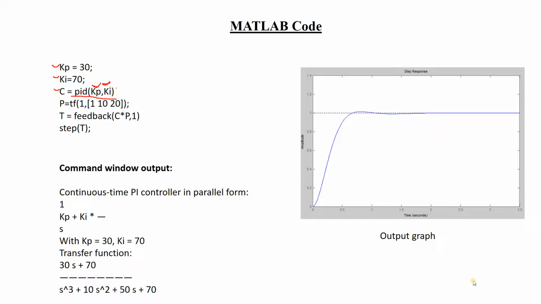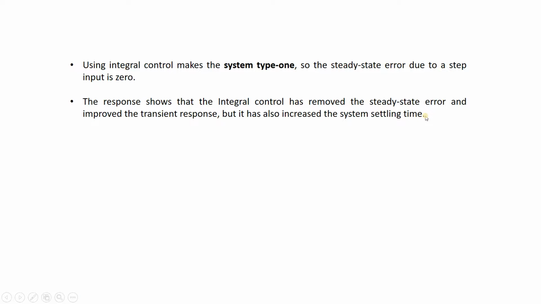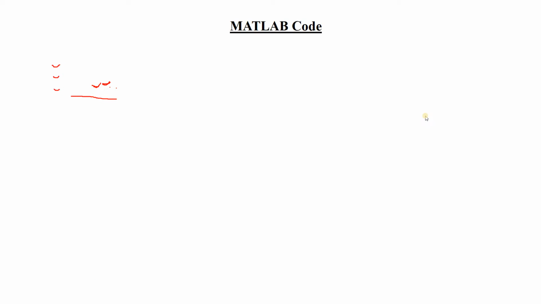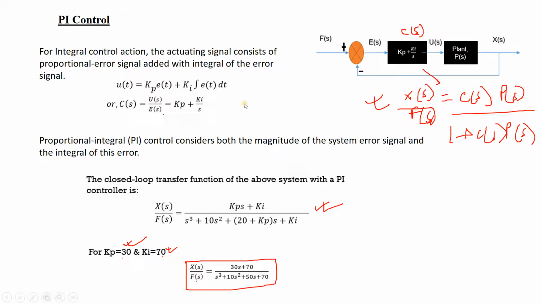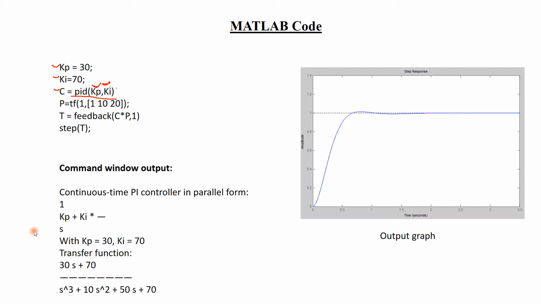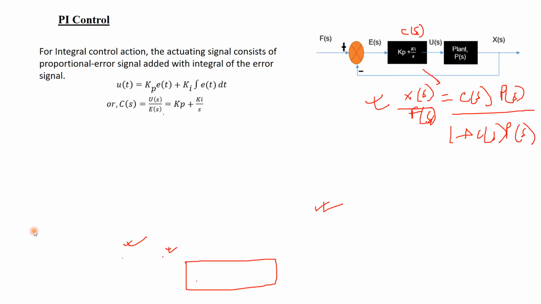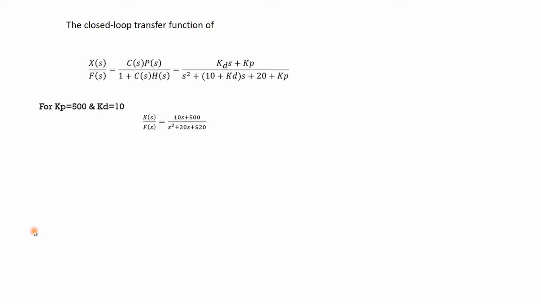So we will use the PID controller now. This was the case we have seen: the settling time is very high for the PI controller. Using an integral controller makes the system type 1, because you can see one S is being added in the denominator. It has become a type 1 system, with a pole at the origin.